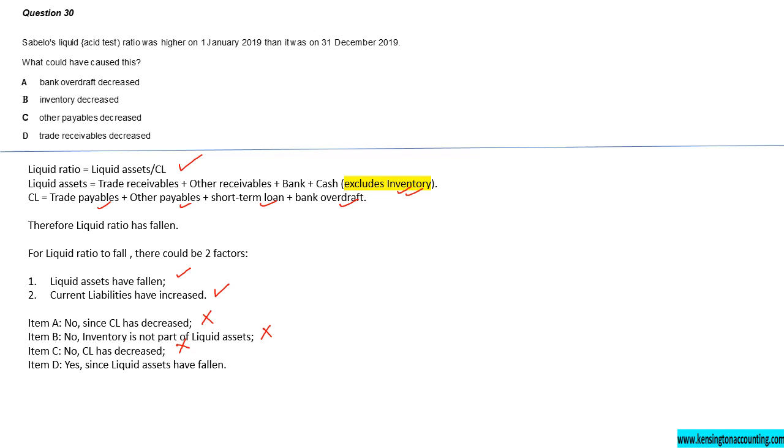Lastly, D, trade receivables has decreased. Now, a decrease in trade receivables is equivalent to a decrease in liquid assets, and this will in turn decrease or reduce the liquid ratio. Therefore, this is the correct answer. Therefore, the answer is D.